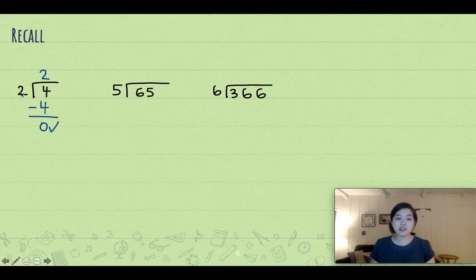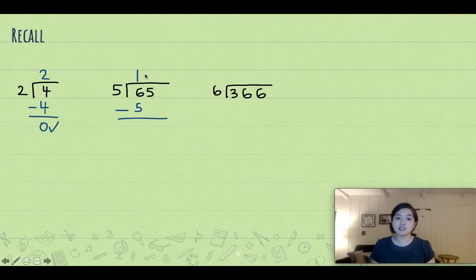So here I know that 2 times 2 gives you 4. So I'm going to subtract 4 and I get a remainder of 0. So 2 times 2 is 4, or we can think of it as 4 divided by 2 is 2. Now let's look here. I'm going to think about 5 times what gets you 6 or close to 6.